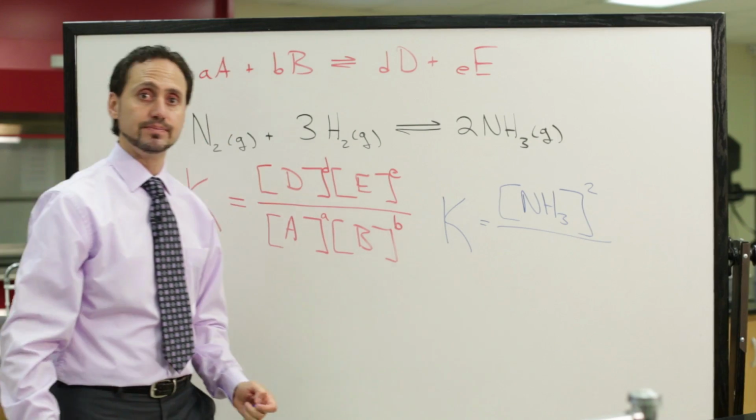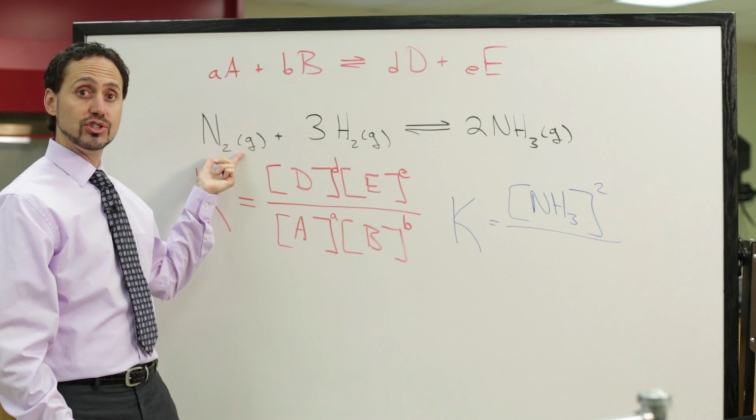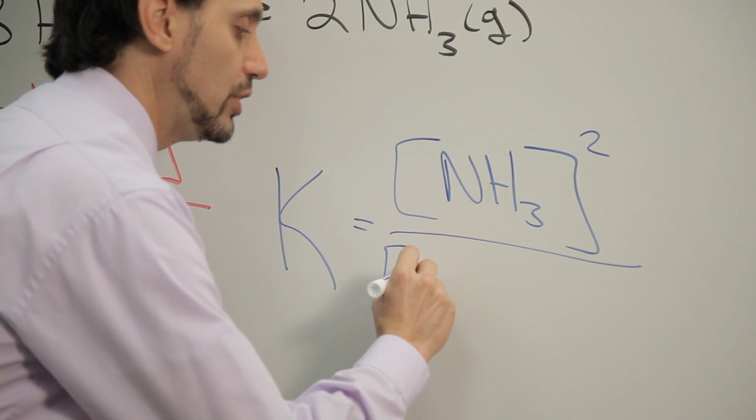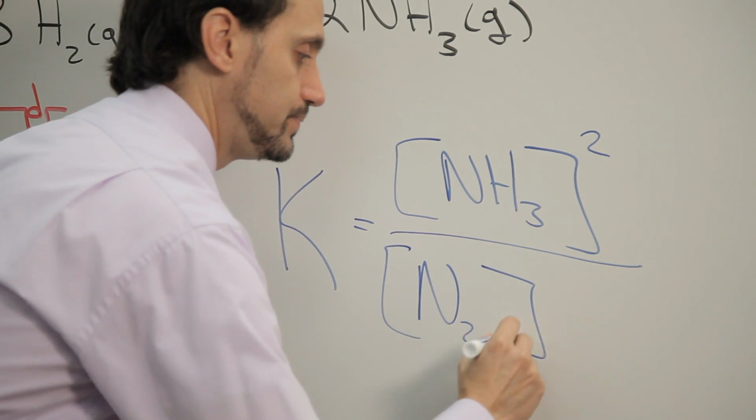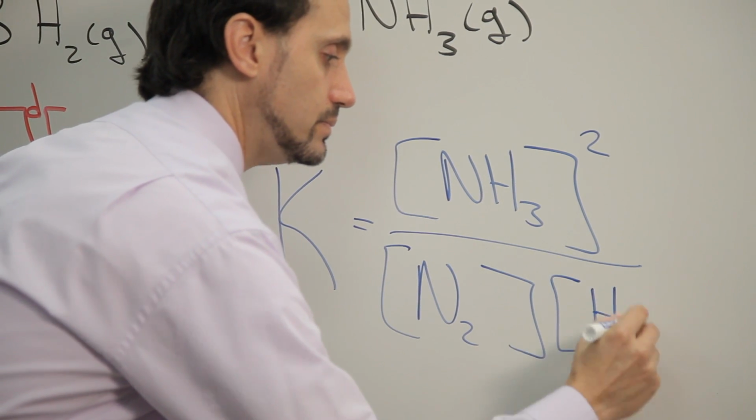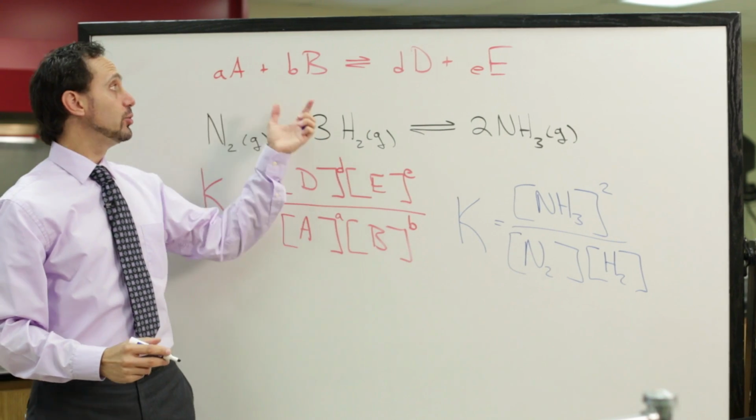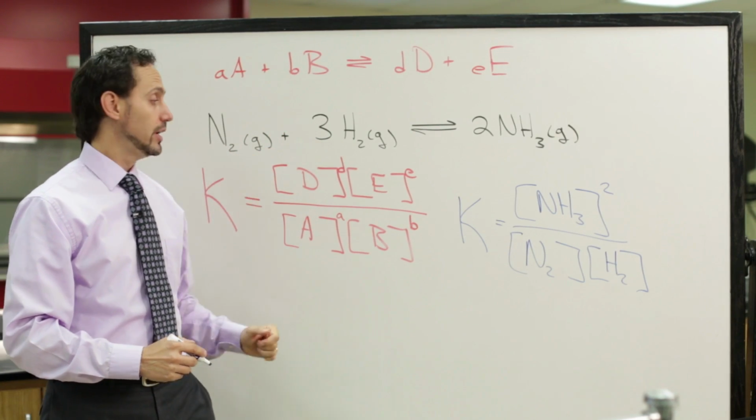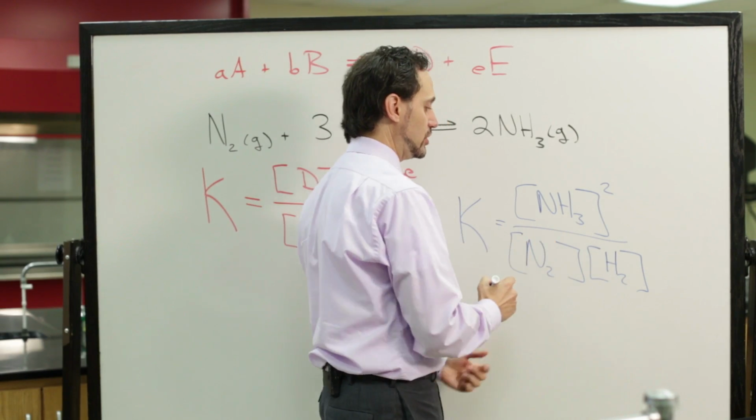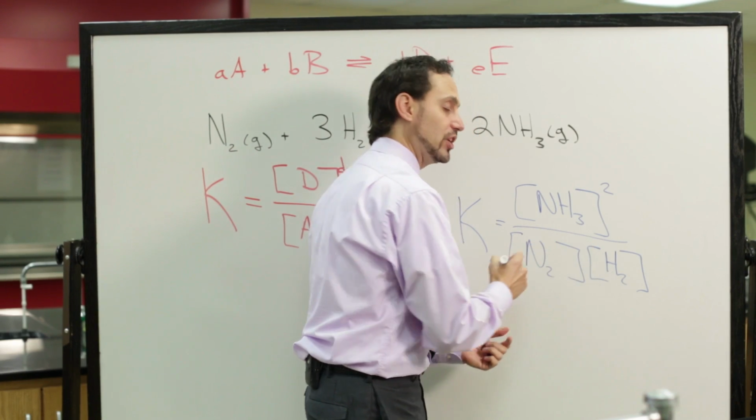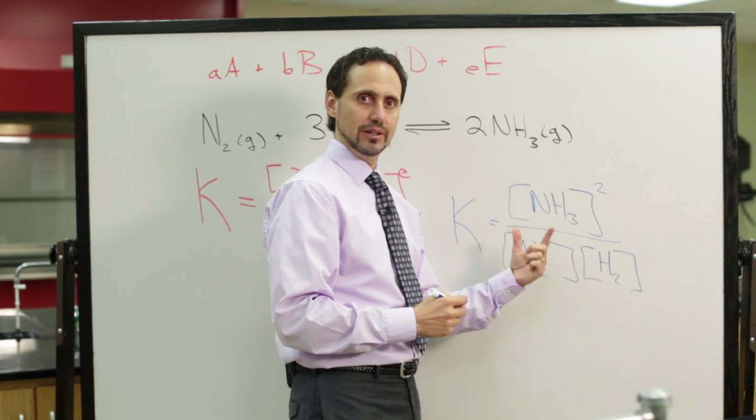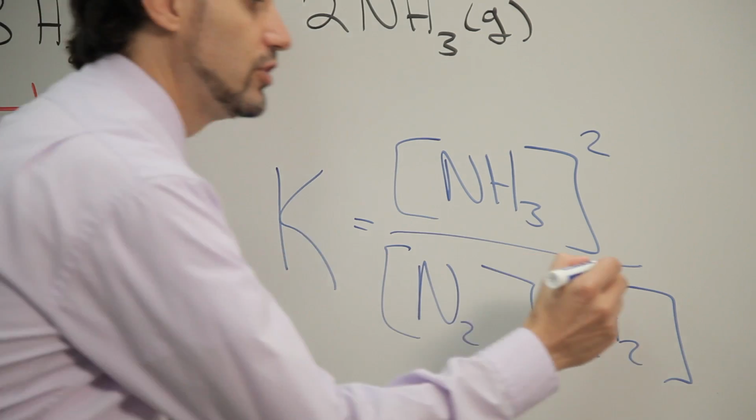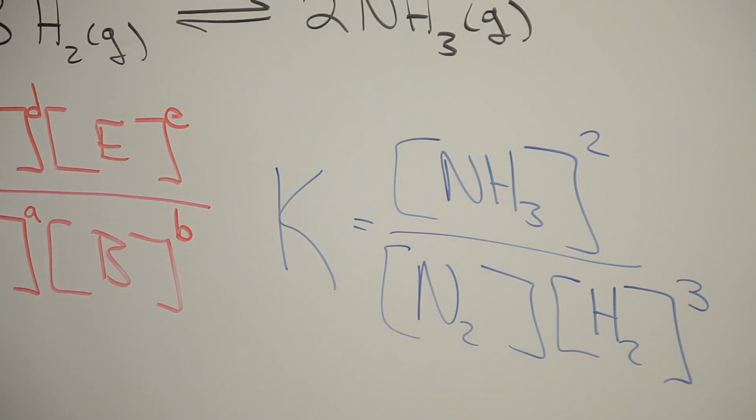In the denominator, we have 1 mole of nitrogen gas and 3 moles of hydrogen gas. So we'll take the product of those concentrations, and then just like we did in the general reaction, we'll take the coefficients of those two and we'll raise the concentrations to the coefficients. For nitrogen gas, that's a coefficient of 1, but we never write the 1 there because it's understood. For hydrogen, we have a coefficient of 3, so we write the coefficient of 3.